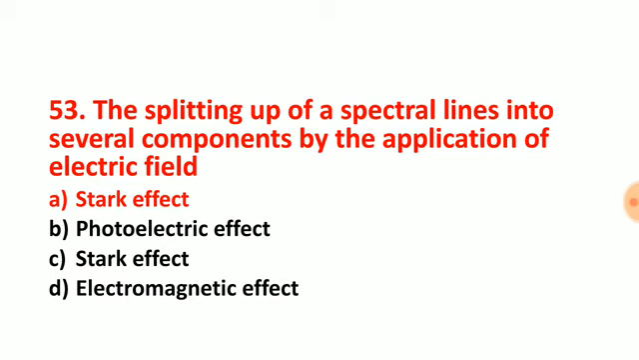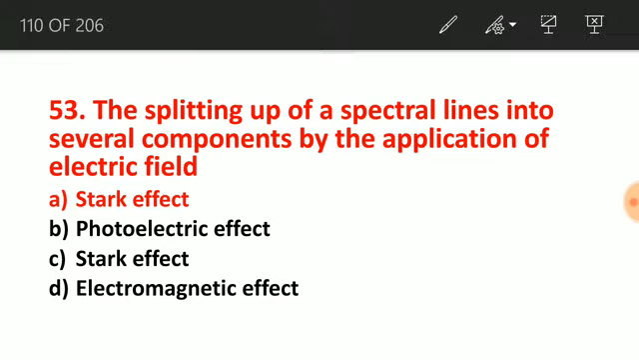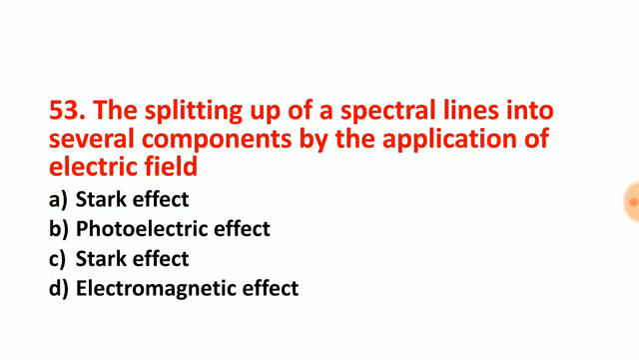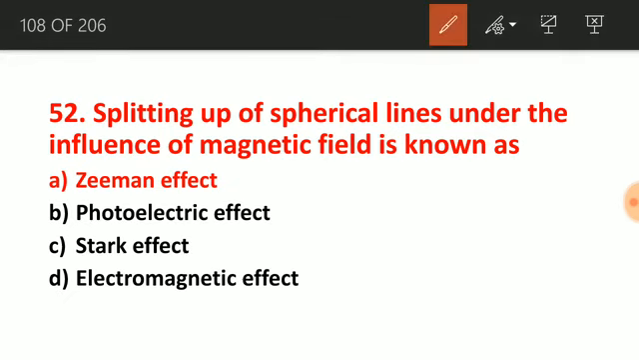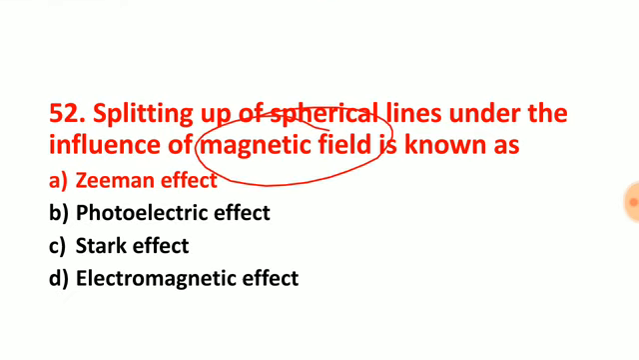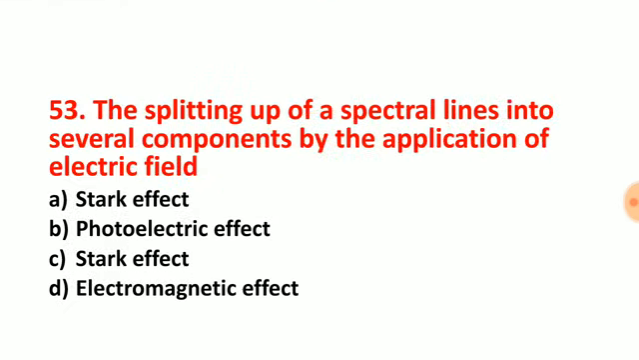So Stark effect means splitting of spectral lines on the application of an electric field. Here in Stark effect there is an electric field, but in Zeeman effect there is a magnetic field. In a magnetic field it is Zeeman effect, in an electric field it is Stark effect.